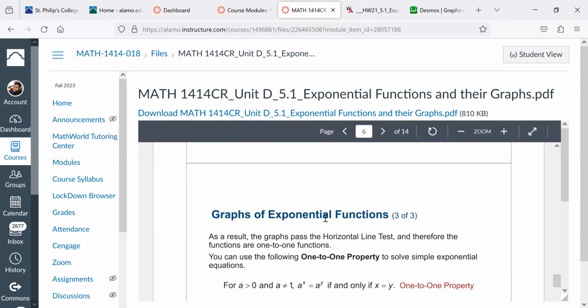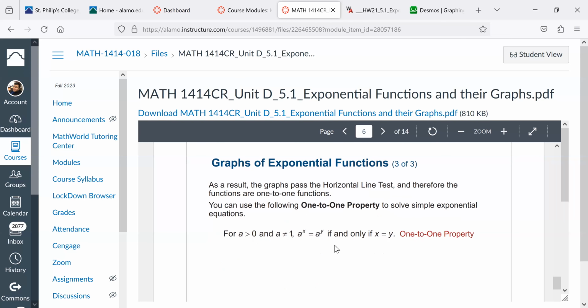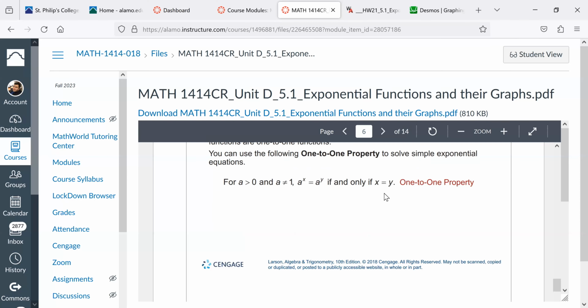Okay. This property here, though, is important. They're saying that if a to the x is equal to a to the y, this will be true if and only if x is equal to y. So this is pretty important. We're going to use that later.